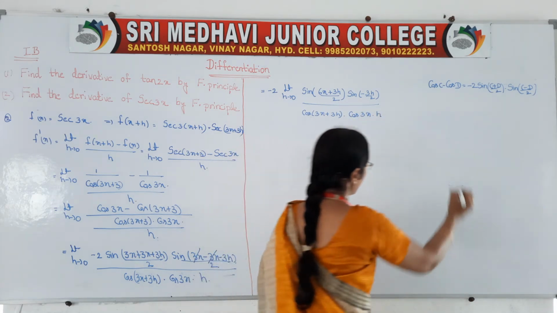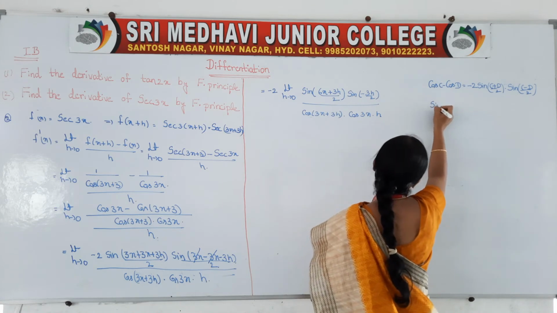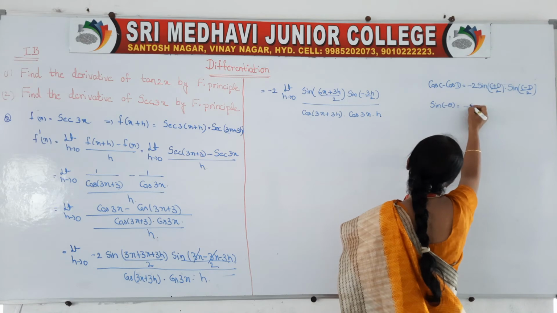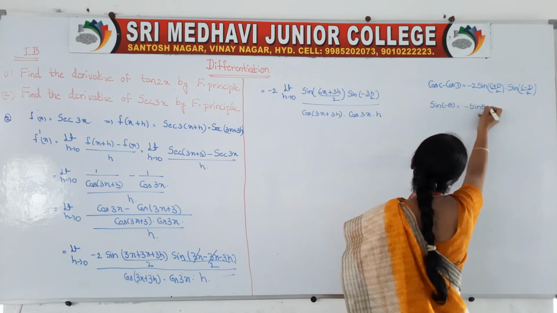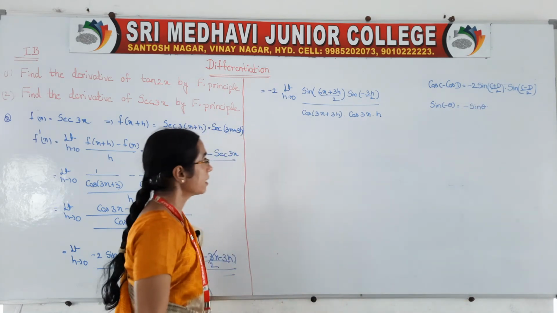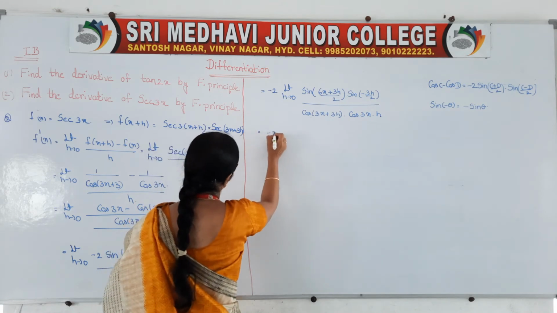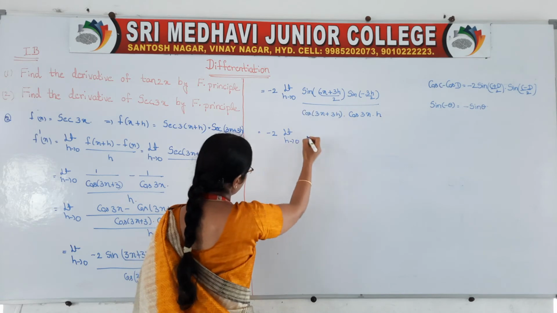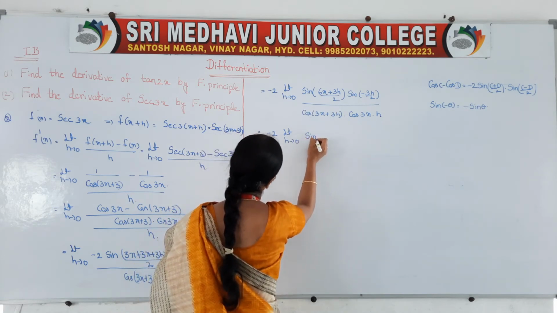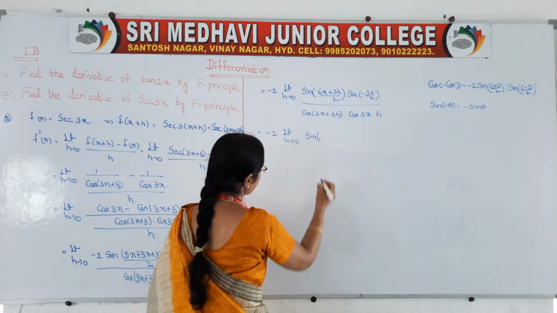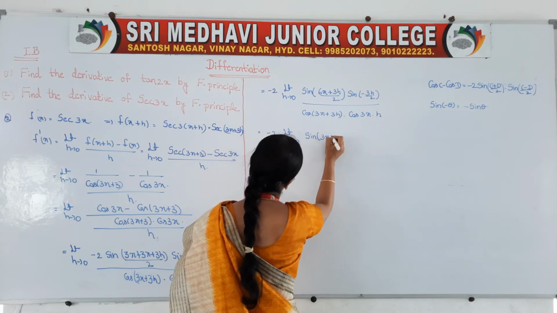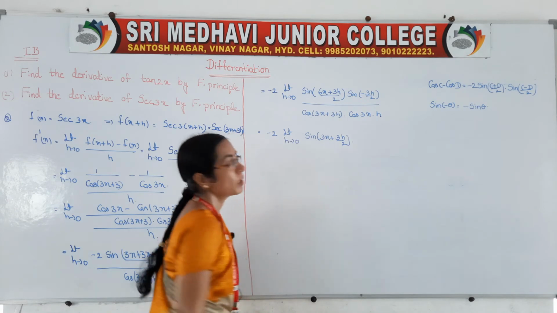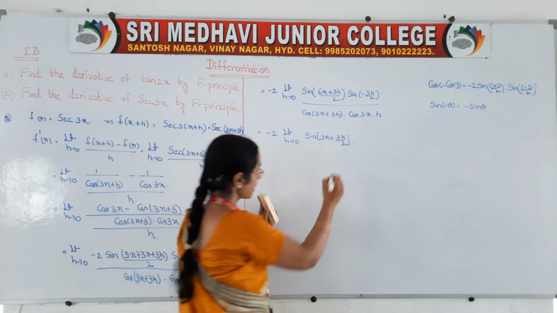And there is one formula. What is that? Sine of minus theta is equal to minus sine theta. Okay, sine of minus theta is minus sine theta. So minus 2 limit h tends to 0. This can be written as sine of 6x by 2, which is 3x plus 3h by 2, and sine of minus theta is minus sine theta.